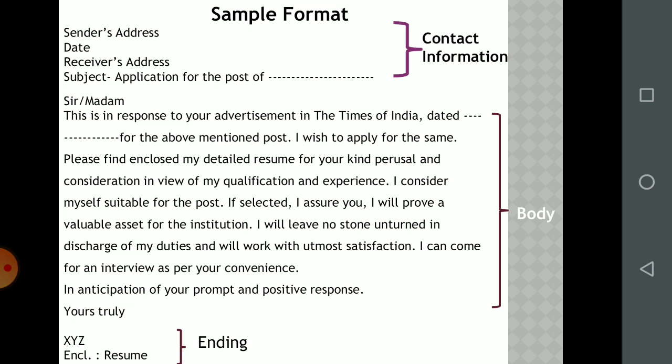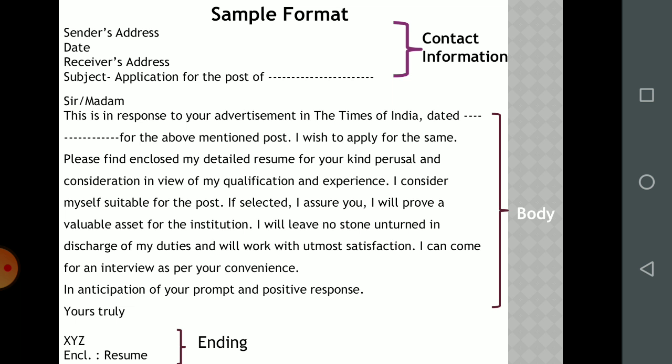Sometimes it's given in the question. If not given, write on your own. For the above mentioned post, I wish to apply for the same. Please find enclosed my detailed resume for your kind perusal and consideration. In view of my qualification and experience, I consider myself suitable for the post.